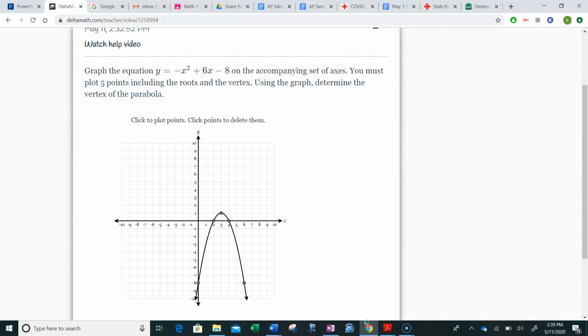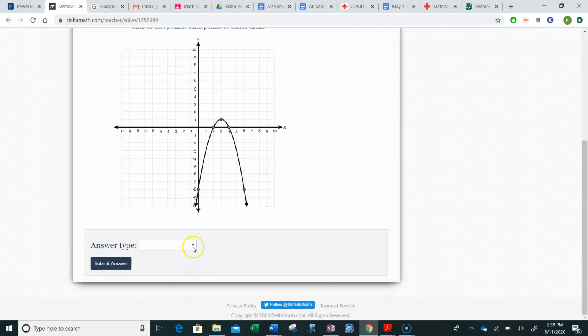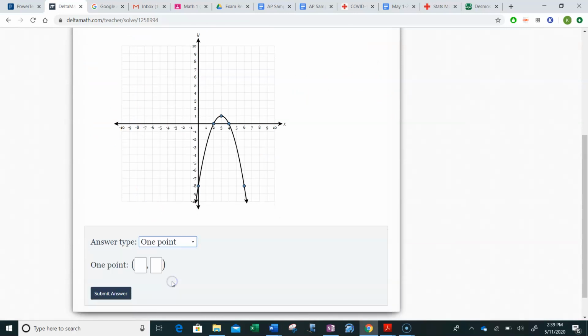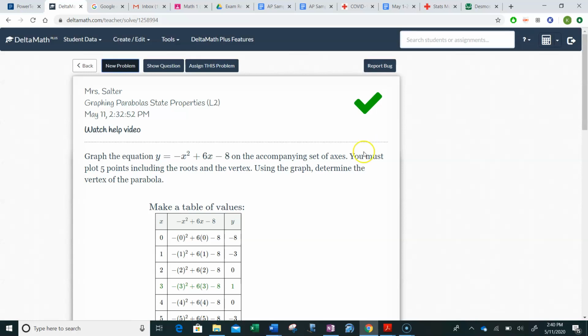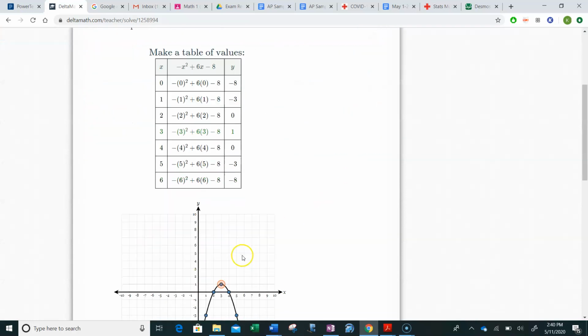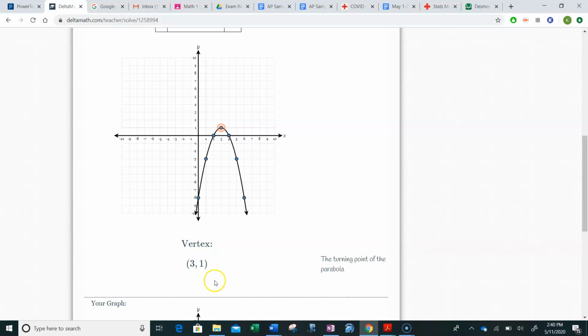And then I want to make sure I answer the other part of this question. It says, using the graph, determine the vertex of the parabola. Well, since the vertex is a point, I need to pick that I'm typing in 1 point, and then I would type in what the vertex is. So I would type in 3, and then over here, 1. And then submit that answer. Yes, I wanted it to be 3, 1. And then it goes through and shows us we did it correctly and where the vertex is.